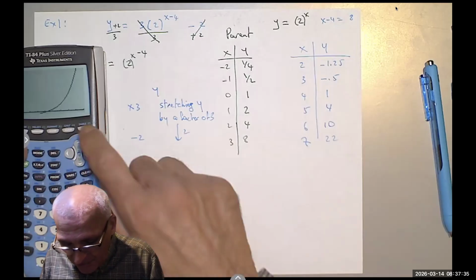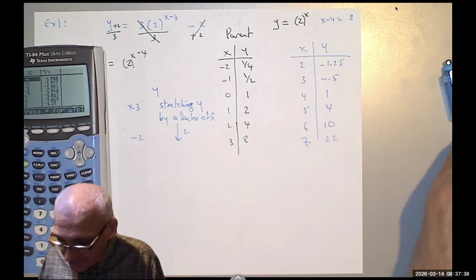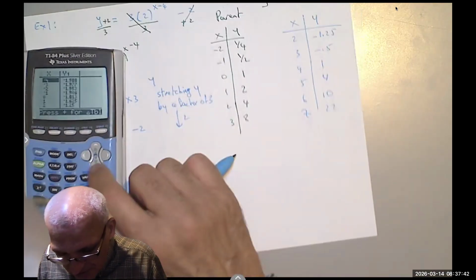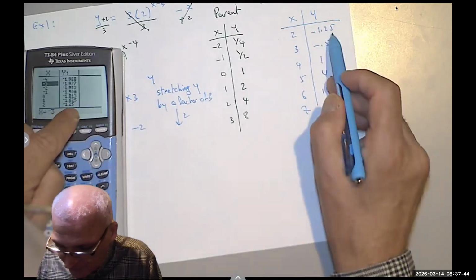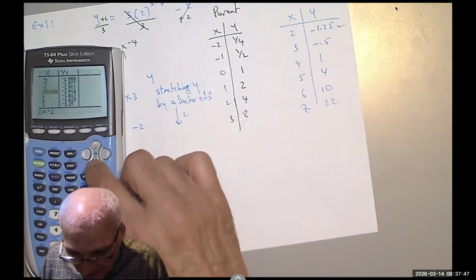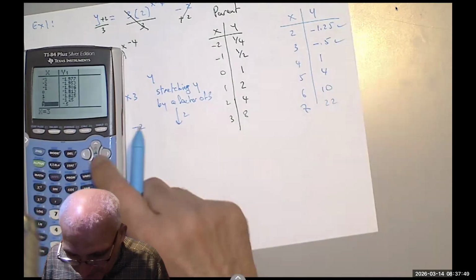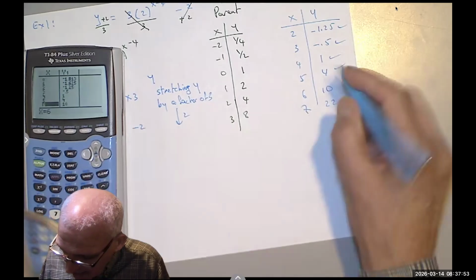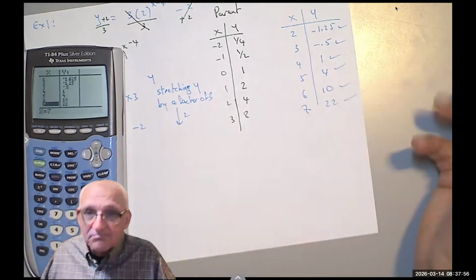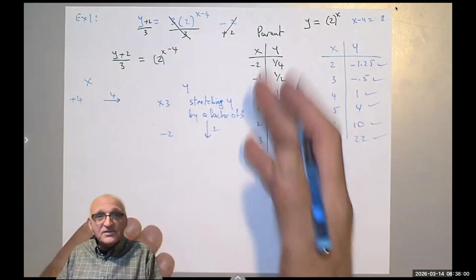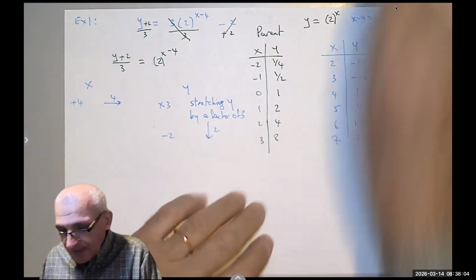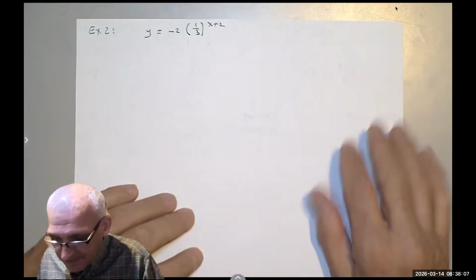Okay, now if I go to my table and look at x equals 2, at 2 I get negative 1.25. This is right. About 3, negative 1/2, 1, 4, 10, 22. I can plot it easily. I can explain what happened easily, and that's it. Now let's move to another, more complicated example.